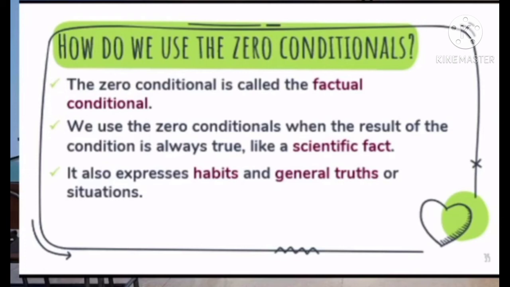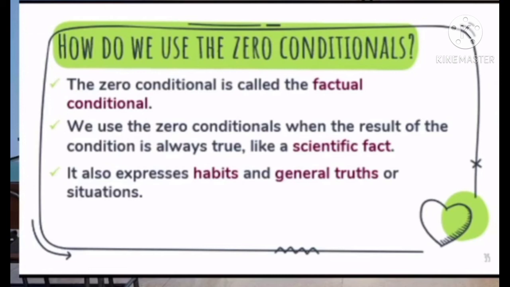First, the zero conditional is called the factual conditions. When we say factual, it's all about what is true. It's all about what's happening in your environment. Second, we use the zero conditional when the result of the condition is always true, like a scientific fact. So it is proven already by science.